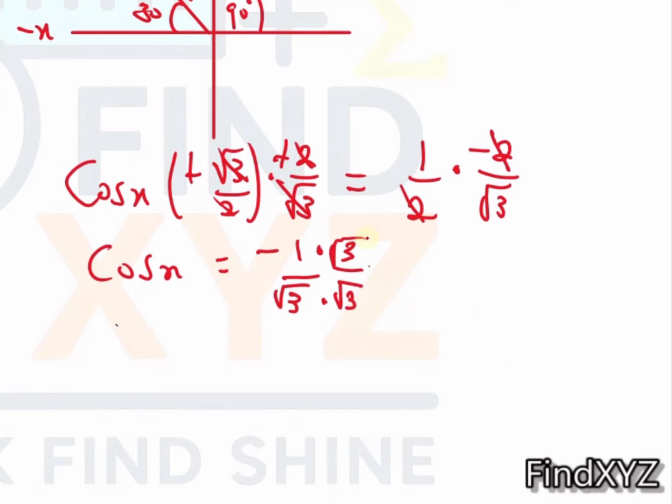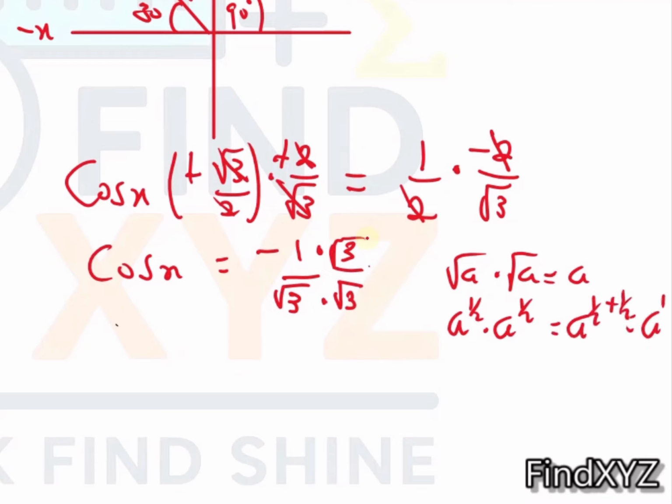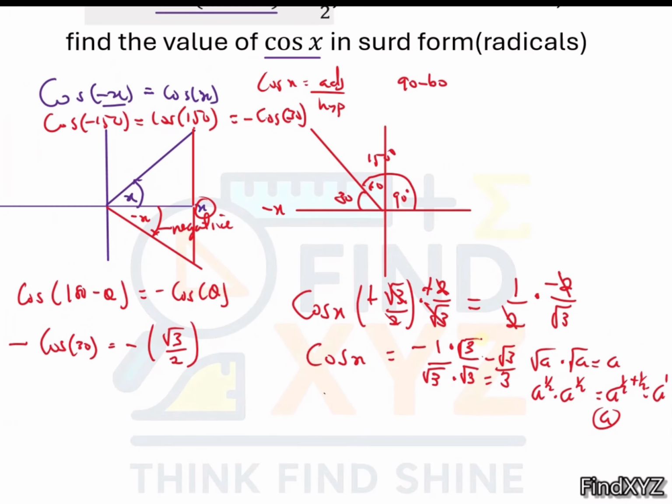Now if I have root a multiplying root a, that will give us a, because root a is a to the power half multiplying a to the power half. And from our indices class, we know that when you have the same base and they are multiplying, you can add the powers. So a half plus half will give us a to the power 1, which is the same as a. So root 3 multiplying root 3 will leave us with 3, and then negative 1 times root 3 will give us negative root 3. So our final answer for cos x is equal to negative root 3 over 3.